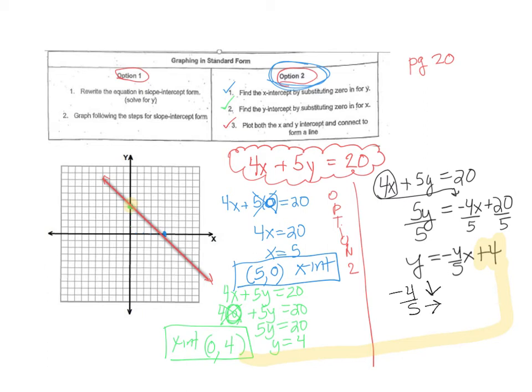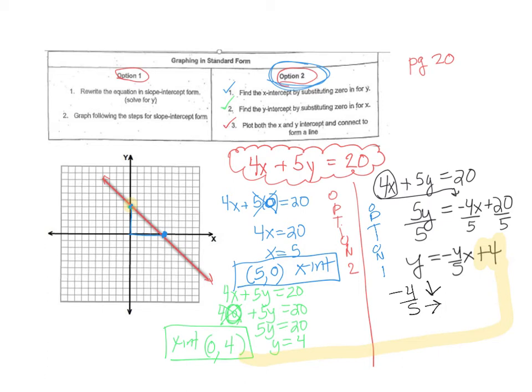Well, if from our y-intercept right here, we count down 4 and to the right 5, look at the point that we'll be at. We'll be at the x-intercept, which is another point on the line. So for this particular problem, either option 1 or option 2 are good options. There's no benefit in doing it one way versus the other. Maybe just your own preference on how to do the problem.